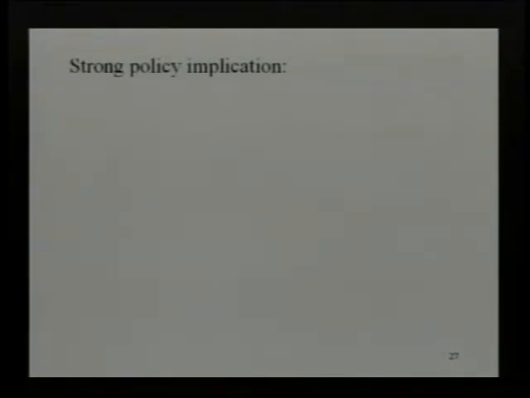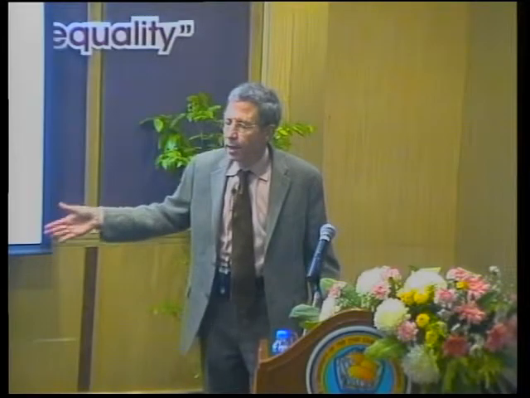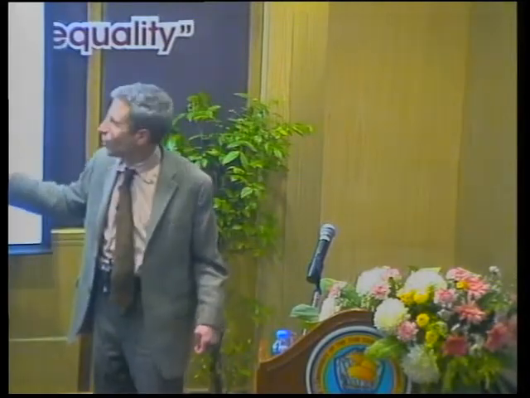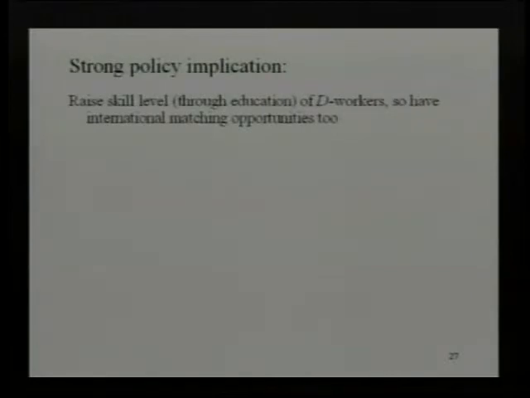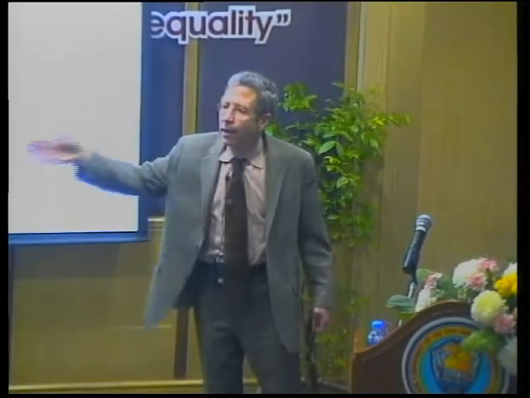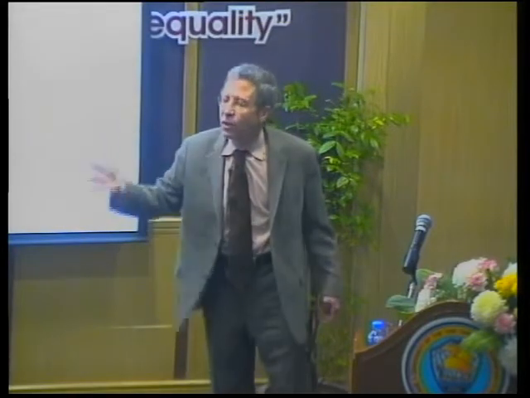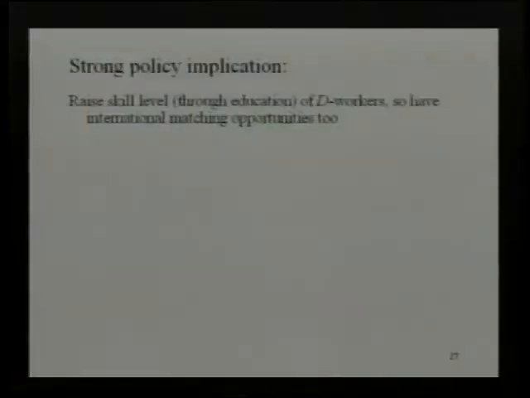Now, what do we learn from this argument when it comes to policy? If we're worried about inequality, what do we do according to this story? Well, the whole problem, according to this story, is that the D workers' skills are too low for them to be attractive to global markets. If we could somehow raise the skill levels of these D workers, they too would have international employment opportunities, matching opportunities, and they too would see their wages rise. So somehow we have to raise these skill levels of the D workers. The problem is that raising skill levels is expensive. It costs something, and the question is, who's going to pay for it?